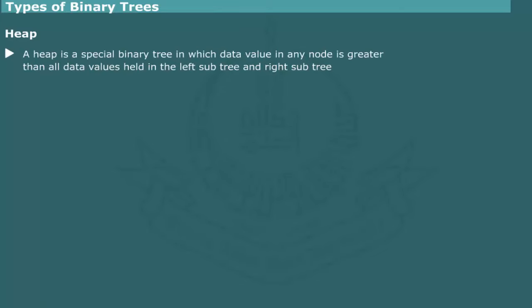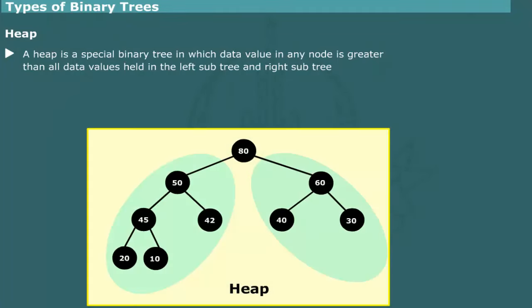In a later section, we shall examine how to construct an expression tree for an arithmetic expression. Heap. A heap is a special kind of binary tree which is structured such that the data value in each node is greater than the values contained in its left and right subtrees. Figure shows a heap.